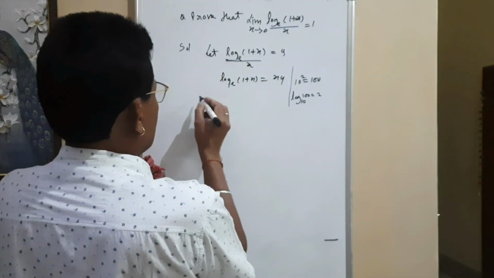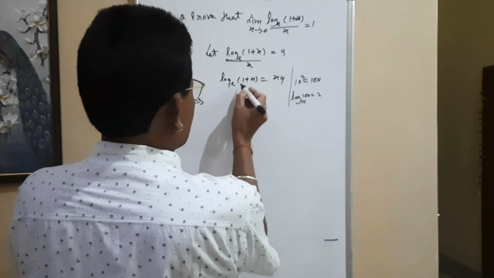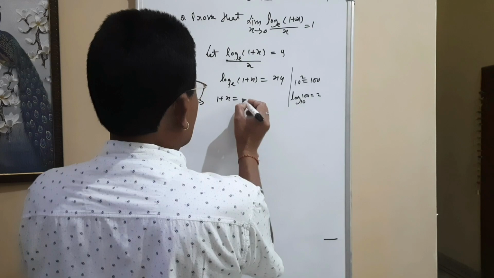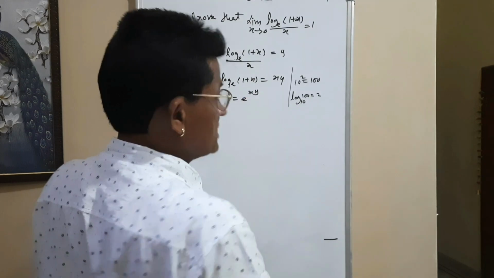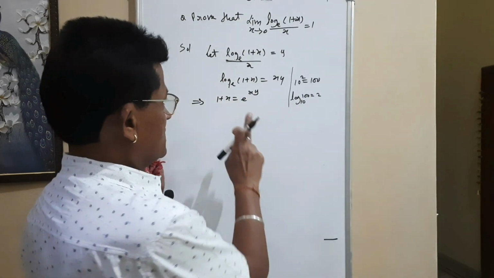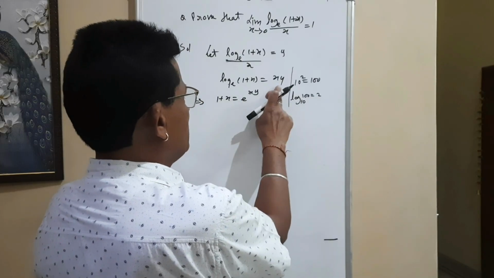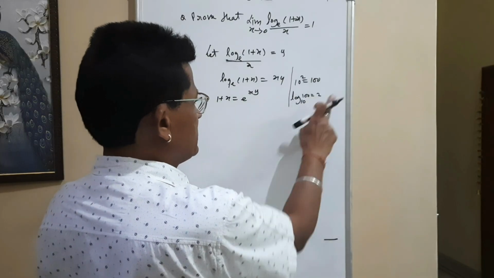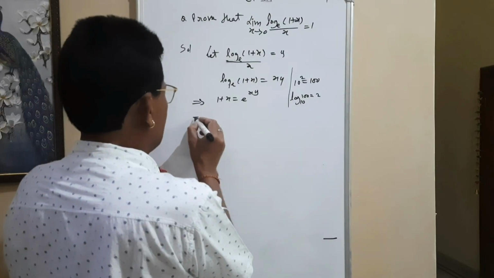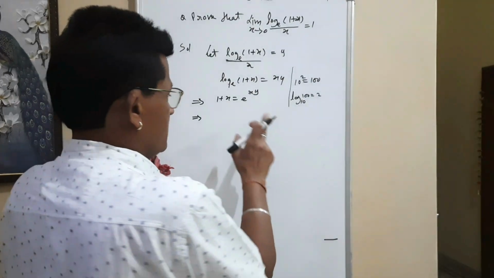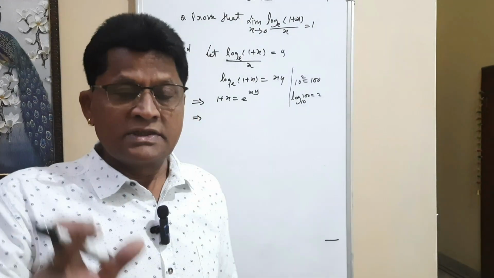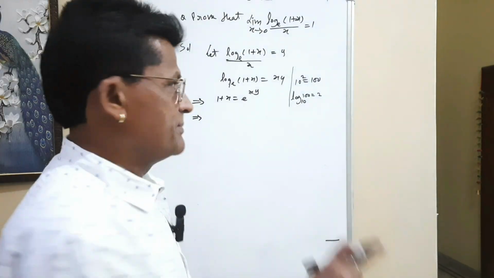Let me change it into exponential form, which means 1 plus x will be equal to e to the power xy. What does it mean? All of you see, concentrate over here. e is the base, to the power xy, it will be equal to 1 plus x. Similar kind of thing I have taken. My dear student, this is a very, very important thing I am taking.